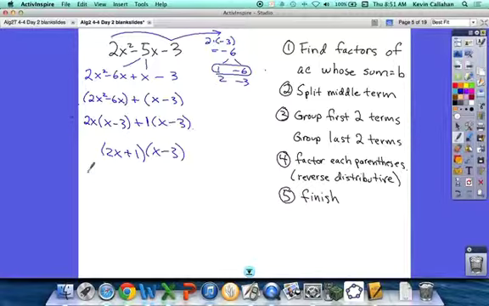And again, you could confirm that by doing a FOIL. 2x times x is 2x squared. 2x times negative 3 is minus 6x. x times 1 is plus x. 1 times negative 3 is minus 3. Combine like terms: 2x squared minus 5x minus 3, which is the same thing.